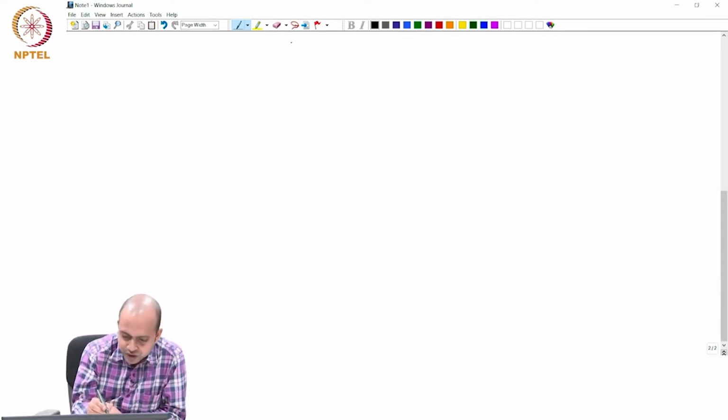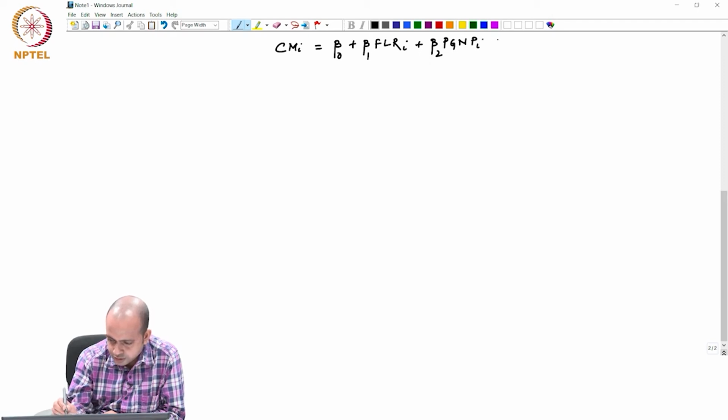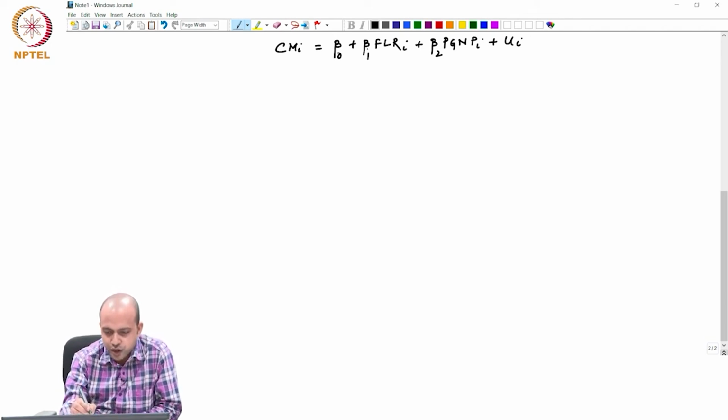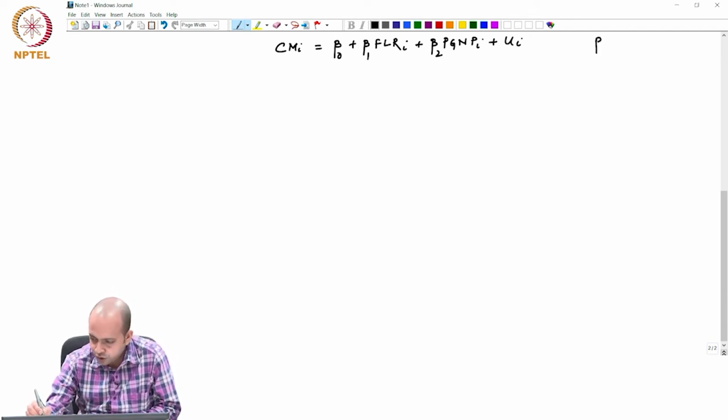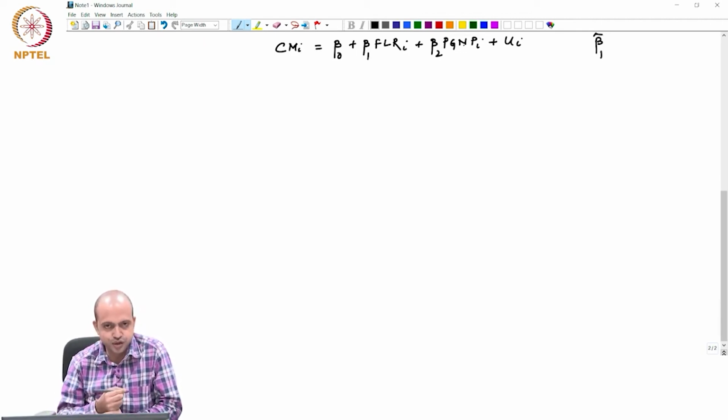So, we will write the model once again here. Child mortality rate equals beta 0 plus beta 1 FLR for the ith state plus beta 2 PGNP for the ith state. So, first we will try to get the impact of beta 1 hat from this model. That means, we will try to keep the impact of PGNP constant.